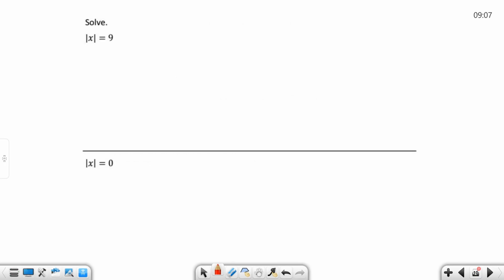So let's jump right in and work on these. Absolute value of x equals 9. If we talk about just this x in here, what can that x be? Well, the absolute value equals 9. What can go here? Well, I can put a 9 there. So that tells me that x can be 9.